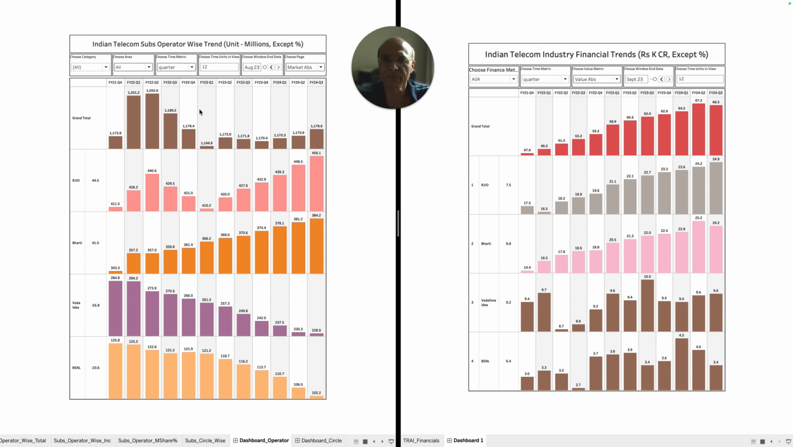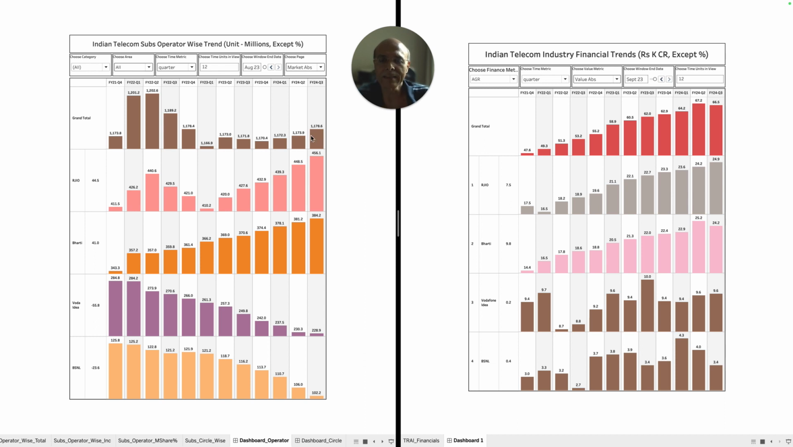Now let's look at the first important fact. The first important fact is the subscriber trend. This chart on the left hand side of your screen, the top part, which is the grand total subscribers, tells you the total trend of subscribers in India. It increased and then it decreased.